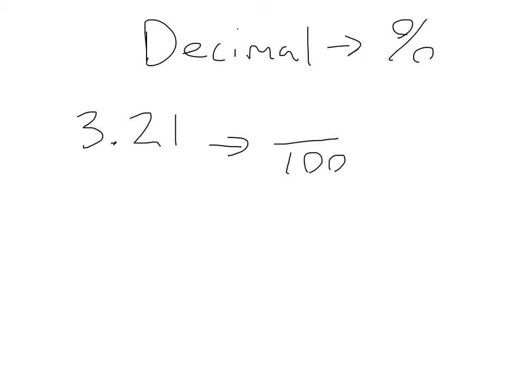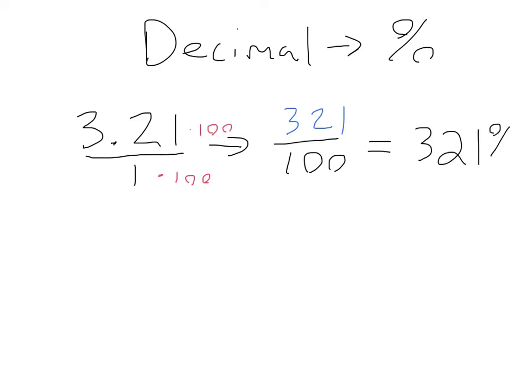Well, what we can do is say any number we start with, we could always make that a fraction, right? So we could put this over 1. And then we go, okay, how could we turn it into over 100? Well, that's easy. We just times by 100 on top and bottom, and we get 321 over 100. This is equal to 321%.